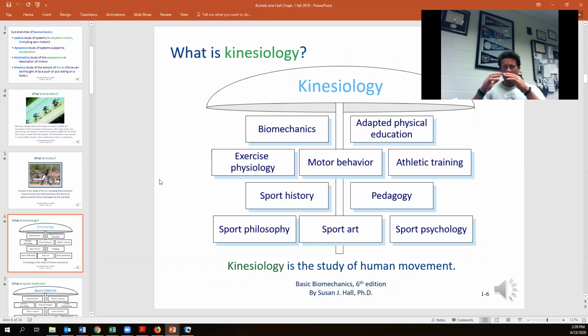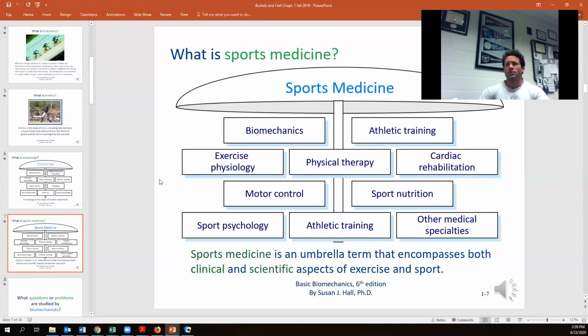Now, kinesiology is a big umbrella, and underneath it, we have biomechanics, we have adaptive physical education, we've got motor behavior, motor learning, we've got a wide variety of aspects of looking at what's going on with human movement. And this also plays into sports medicine, where biomechanics plays a big key.